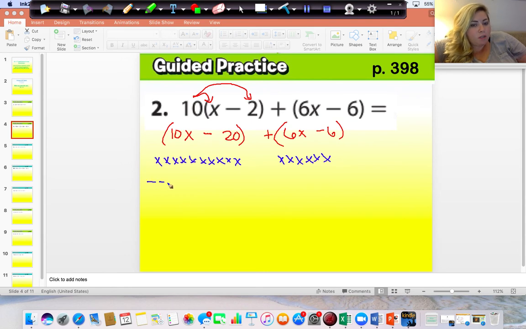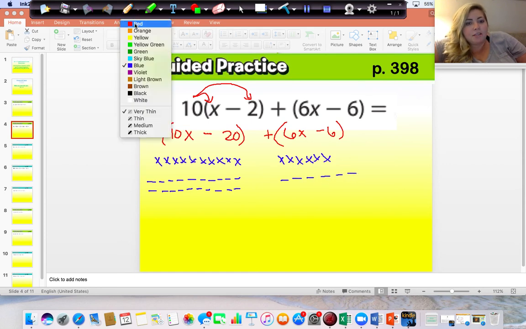So 1, 2, 3, 4, 5, 6, 7, 8, 9, 10. 1, 2, 3, 4, 5, 6, 7, 8, 9, 10. That's my 20 negative signs. Over here, I've got 6 negatives. So 1, 2, 3, 4, 5, 6.